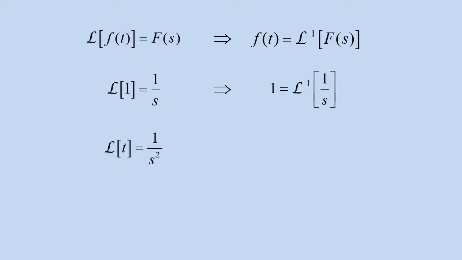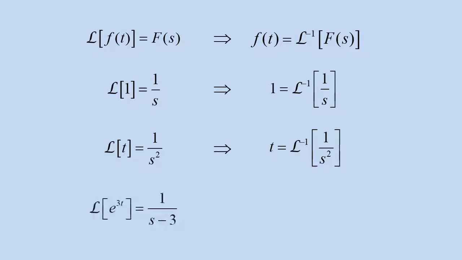We did this one back in chapter 23. We transformed a t into a 1 over s squared. That means that the inverse Laplace of 1 over s squared must be t. This is a similar one to what we did back in chapter 23, only I used a k instead of a 3. And that just says that the inverse Laplace of 1 over s minus 3 is e to the 3t.